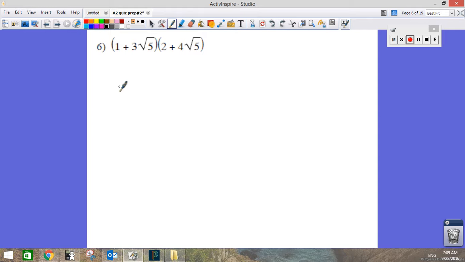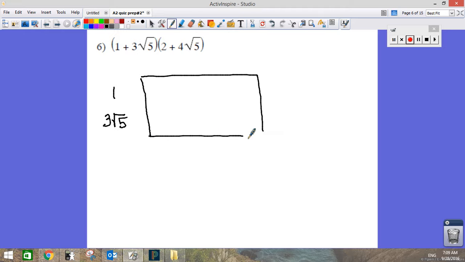So on the left here we have this binomial 1 plus 3 radical 5. We write that on the left side of our table, and across the top of our table we write the other binomial, 2 plus 4 radical 5.